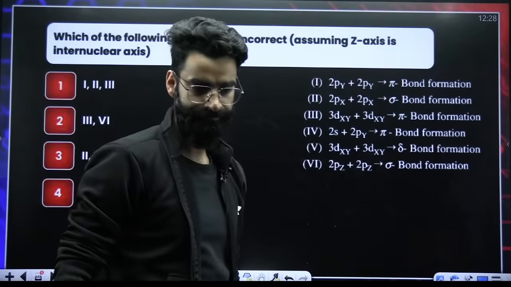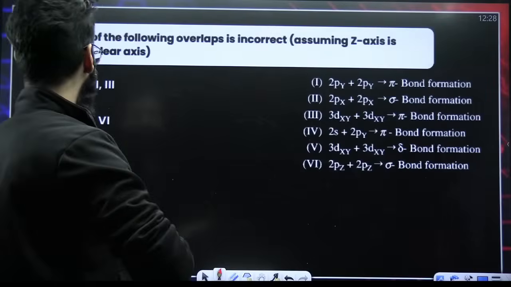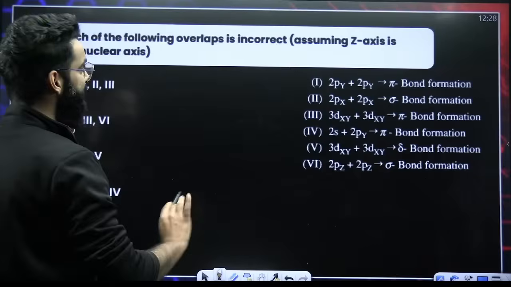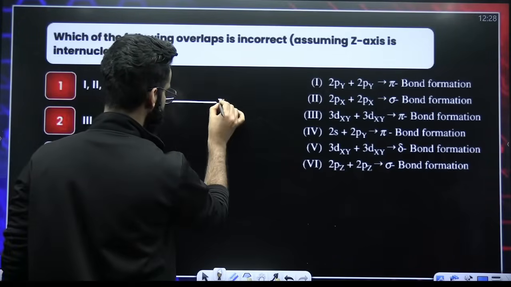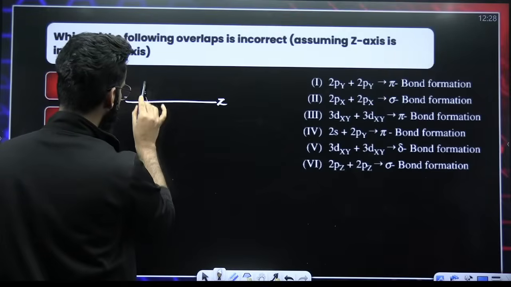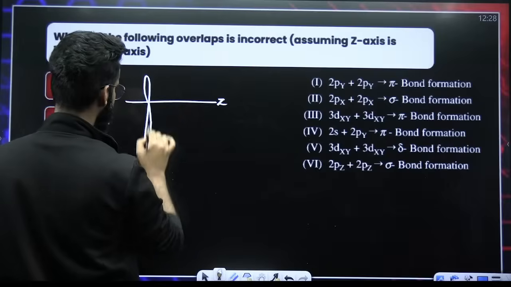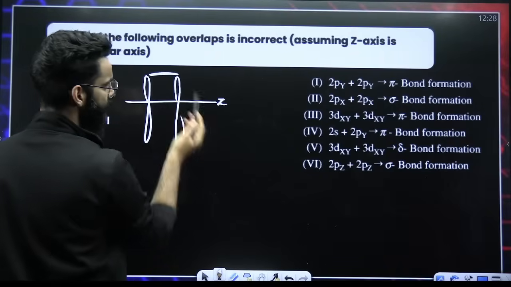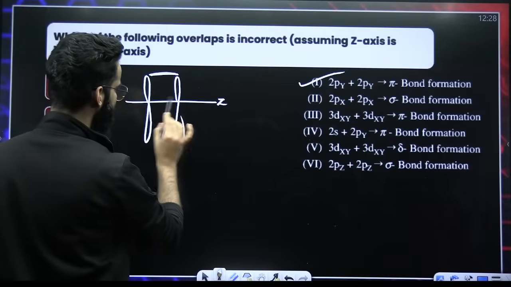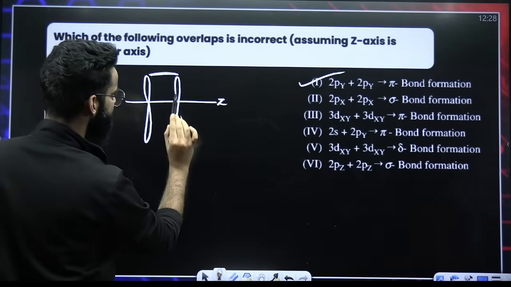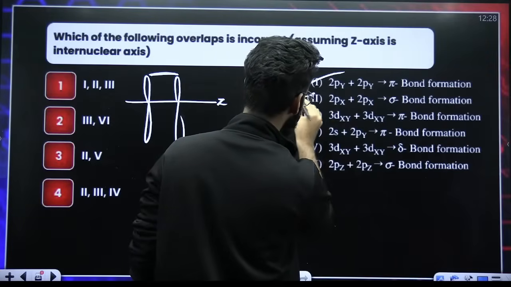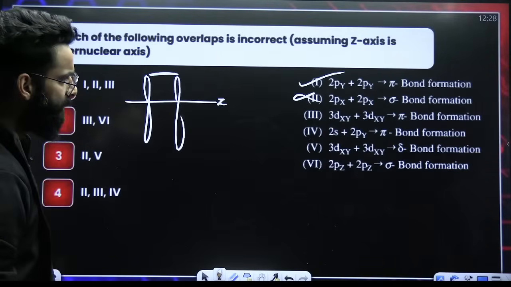Tell me the answer of this question. Which of the following overlap is incorrect? If Z is the internuclear axis, this is Z, for example, right? Now, Py and Py. If this is Z axis, then let's call this Py. Py and Py are going to form pi bond. So 1 is correct. X and X: if this is Z, this will be X and this will be X. They do parallel overlapping, right? Parallel overlapping means pi bond. So this is incorrect. Perfect.